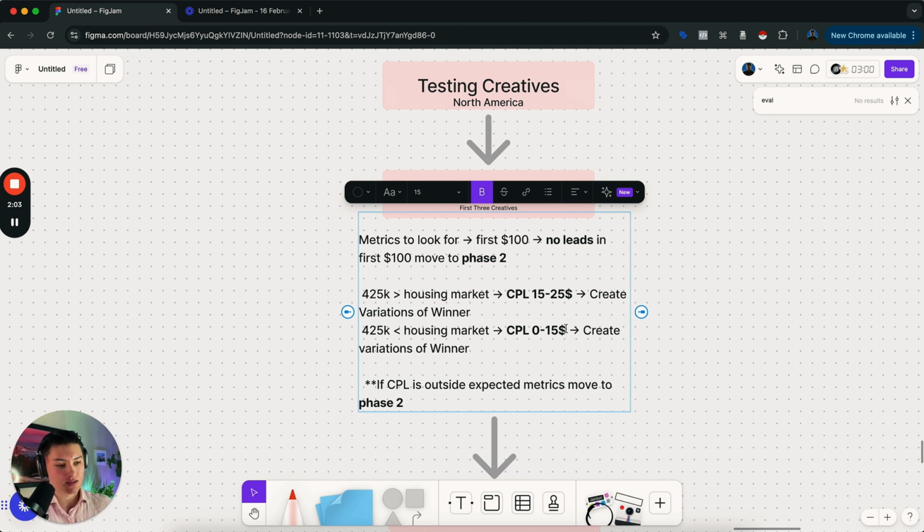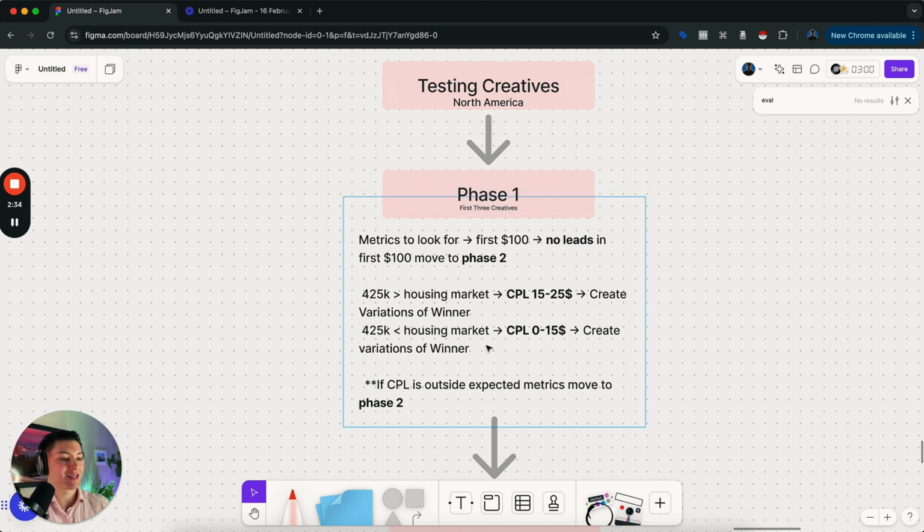And the same concept applies for greater than 425K housing markets. If the cost per lead is 15 to 25, create variations of the winner. Split test, all that good stuff. So let's say we're in a $700,000 housing market. If the cost per lead is 23, awesome. We're not going to move to phase two. We're going to stay in this phase and just get that cost per lead lower by doing split testing.